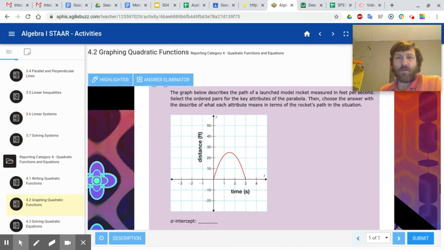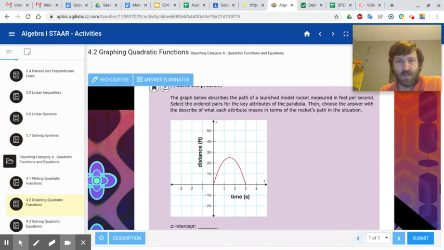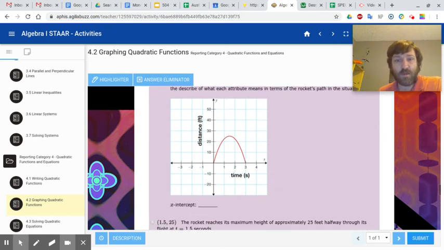The graph below describes the path of a launched model rocket measured in feet per second. Select the ordered pairs for the key attributes of the parabola. Then choose the answer which describes what each attribute means in terms of the rocket's path in the situation. That wording is very strange, but let's talk through what these mean. So this is a rocket. It gets launched, goes up in the air, and then it lands after 3 seconds. It looks like it hit about 25 feet, and then it fell down. Everything I just said is enough information to get the answer.